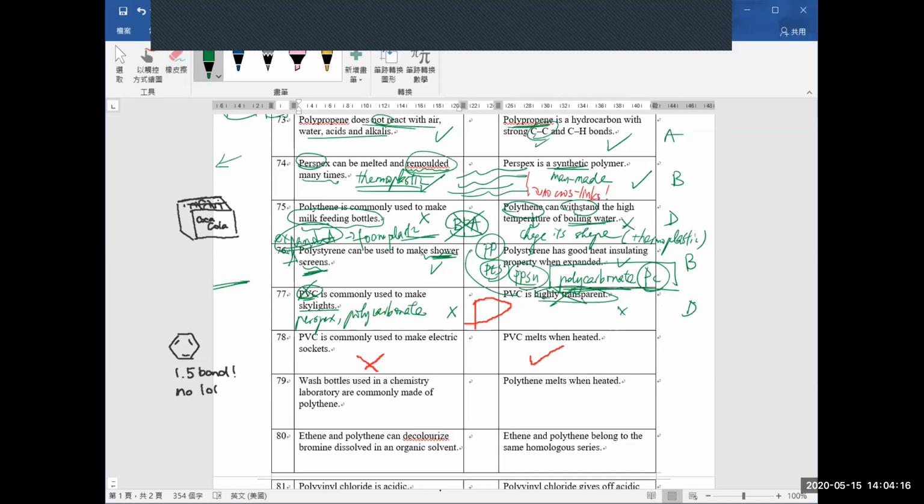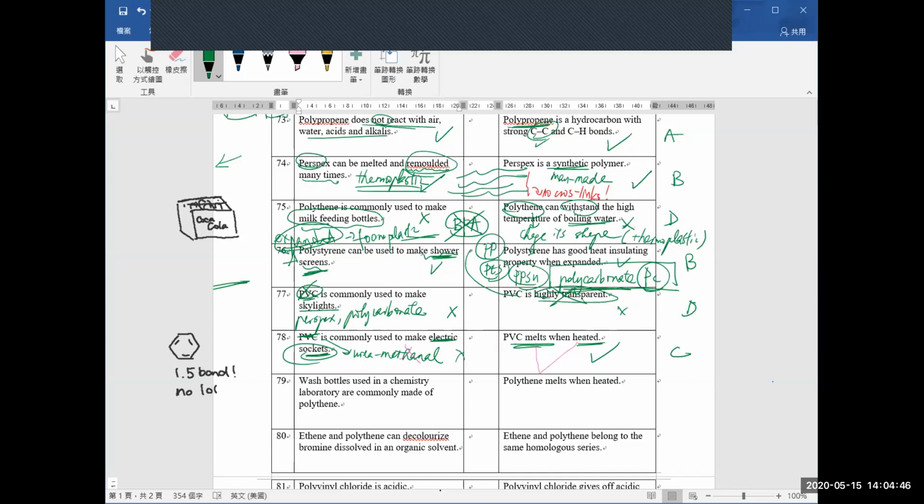PVC is commonly used to make electric sockets. PVC melts when heated. So of course, for electric sockets, I don't want it to melt. Yes, as I said before, it's not PVC. It is urea methanol.